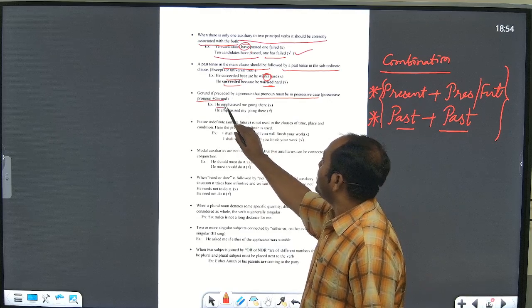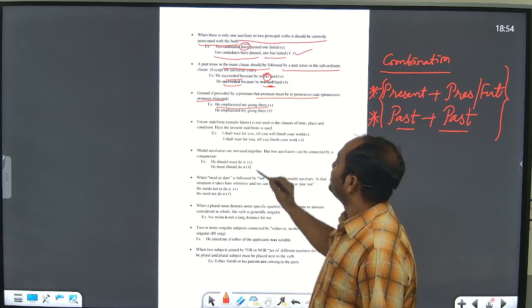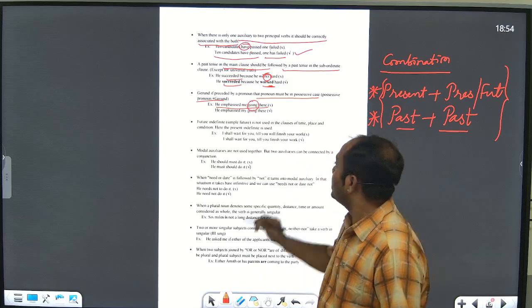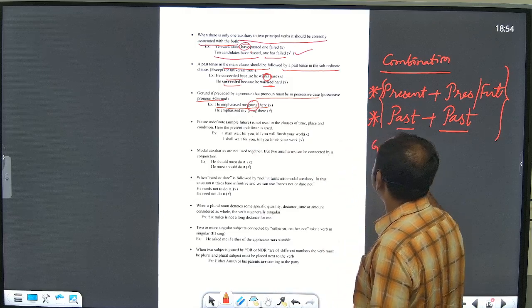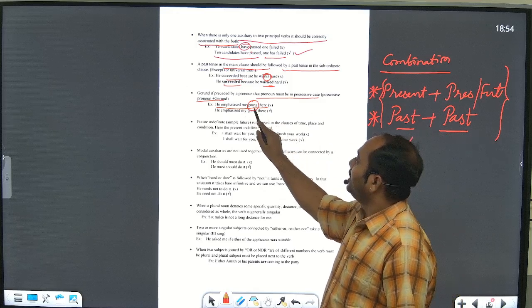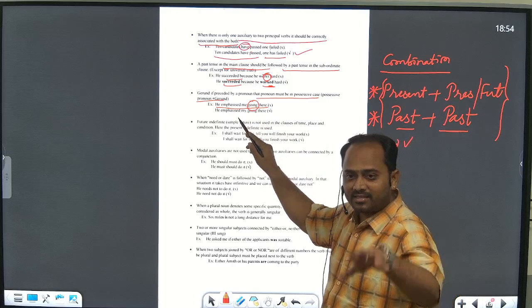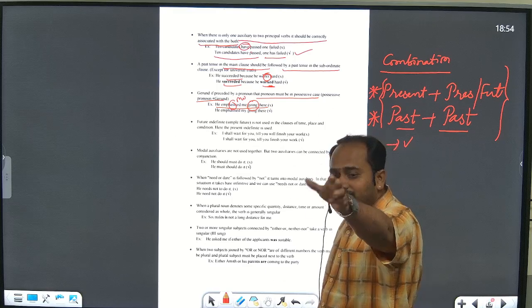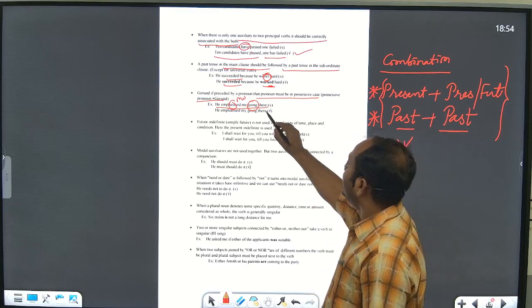He emphasized me going there. This going is the gerund because go is the verb actually. But going is without a helping verb, and it is not the main verb. He emphasized, that is the main verb. Emphasize is the main verb. Going there is the name of the action. So it is a gerund.